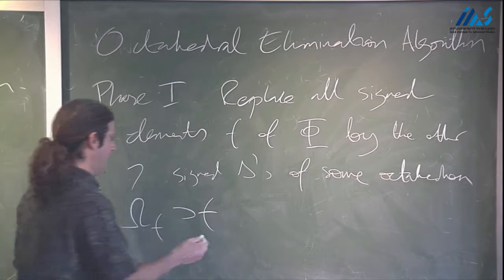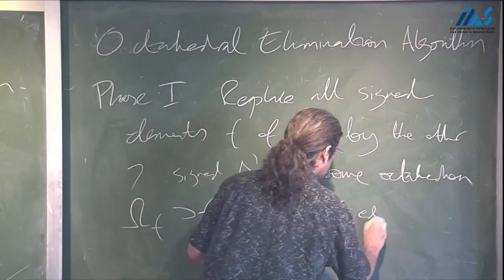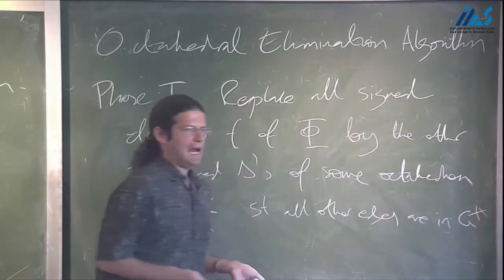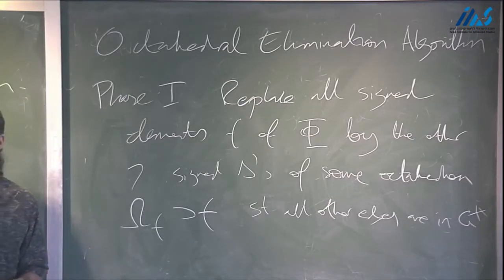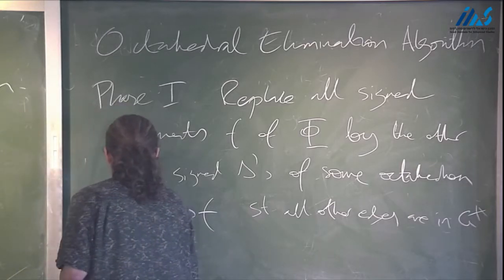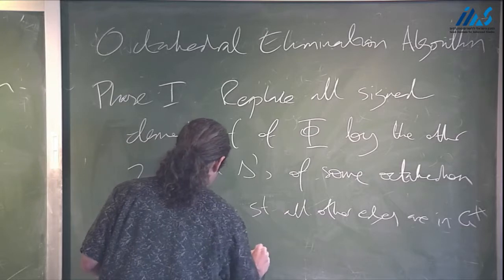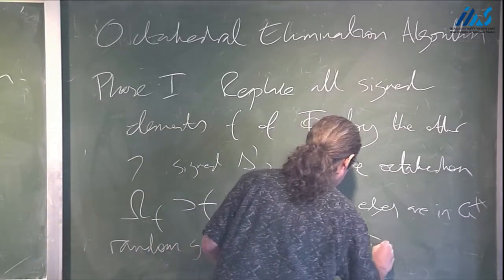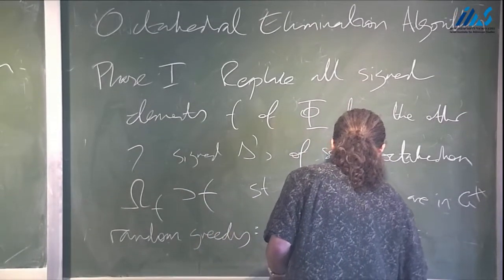How am I going to do this such that all other edges are in G star? Each one is going to be chosen by a random greedy algorithm. Each one is chosen uniformly at random, subject to avoiding previously covered edges.